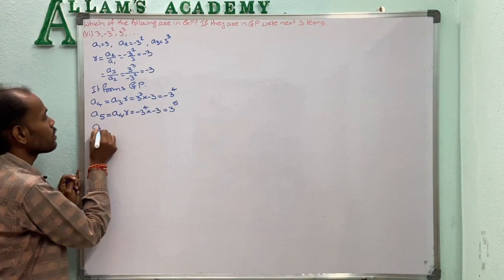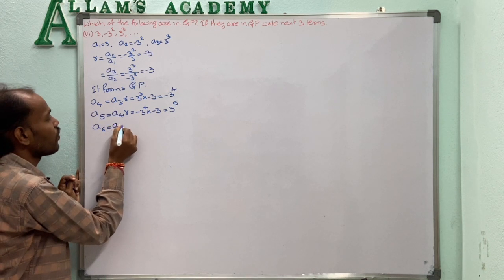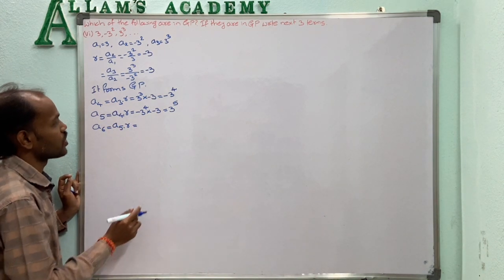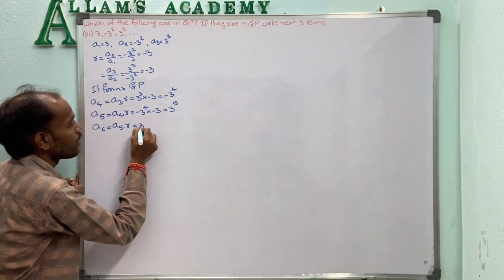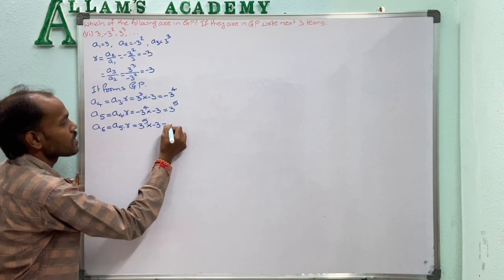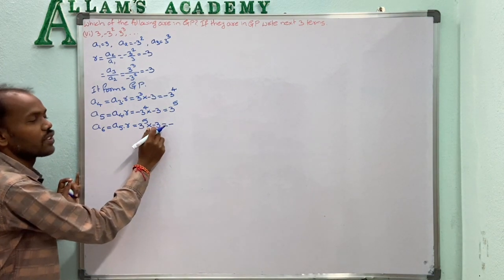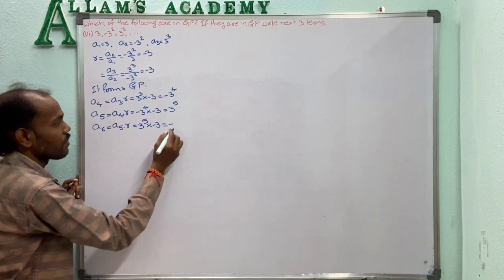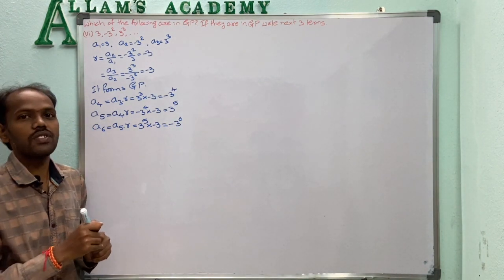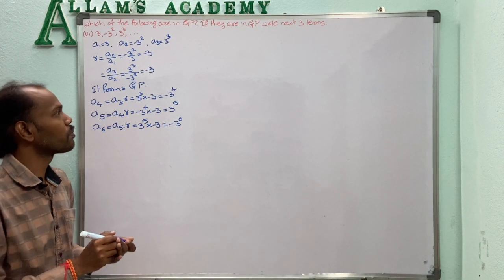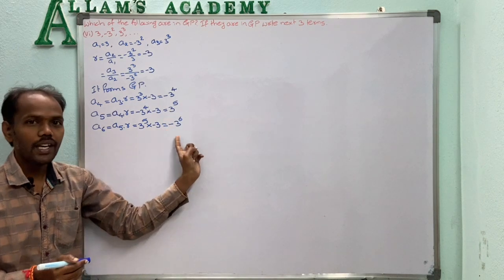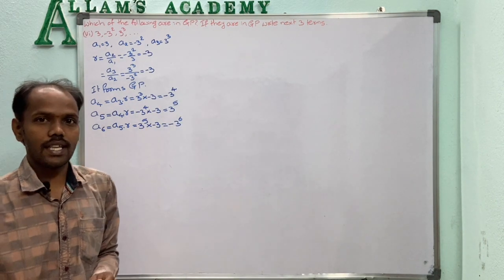Now the sixth term a6 is equal to a5 into r, the fifth term a5 into the common ratio r. The fifth term is 3 power 5 into the common ratio minus 3. So plus into minus is minus, 3 power 5 into 3 power 1, that is 3 power 6. So the fourth, fifth and sixth terms of this geometric progression are minus 3 power 4, 3 power 5 and minus 3 power 6.